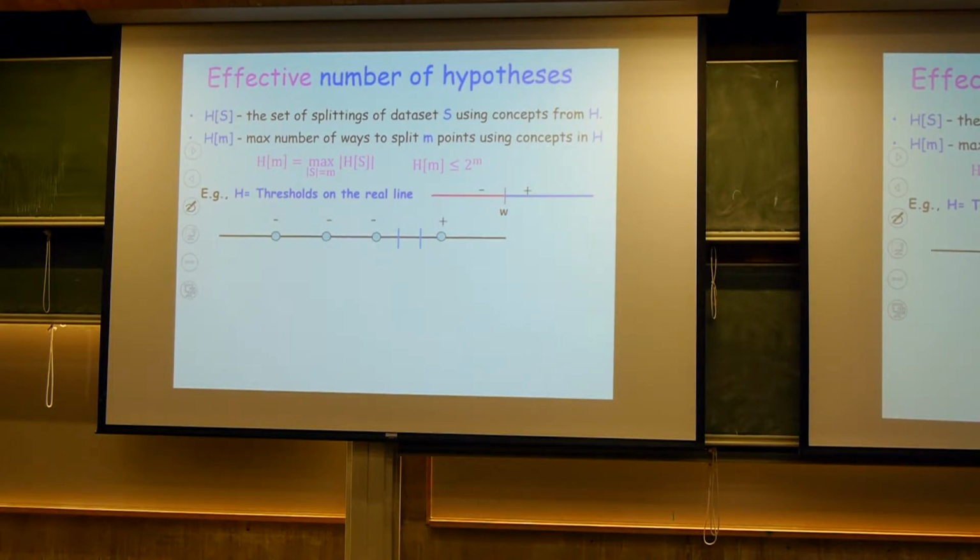Now, if I only allow you to use threshold classifiers, so I restrict the class of classifiers that I can use, in how many ways can I label my 4 points?